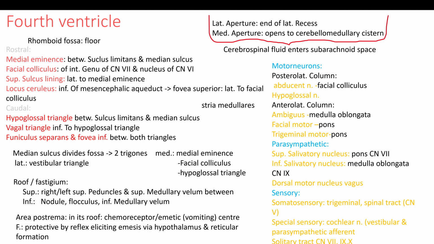The roof has the fastigium, the superior part with left and right superior cerebellar peduncles. Then the superior medullary velum between these peduncles, and the inferior part, including nodulus, flocculus, and inferior medullary velum. It has three openings, most importantly the lateral aperture, located near the end of the lateral recesses, and the median aperture, which is above the obex and opens to the cerebellomedullary cistern. Through these three apertures, the cerebrospinal fluid leaves the ventricular system and enters the subarachnoid space.